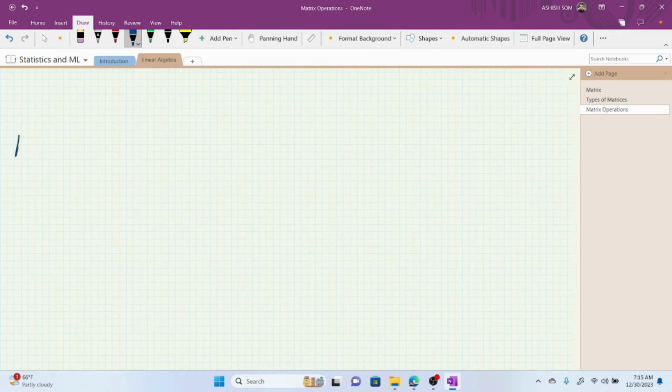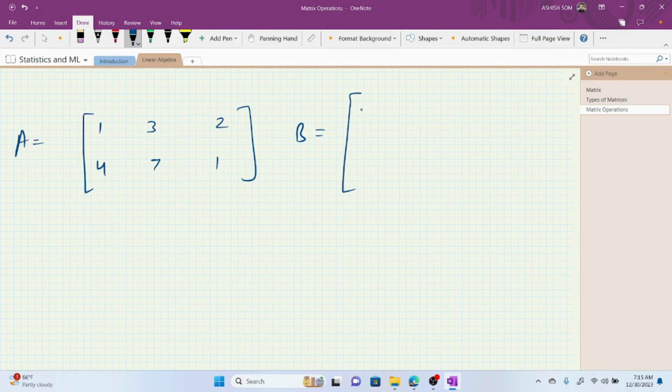Let's say I have a matrix and it is a 3 by 2. Let's say 1, 3, 2 and then maybe 4, 7 and let's say 1 like this. And then we have B, and we have here two rows, for example, 2 2 3, and we can say 1 5 2 like this. Now this is a 2 by 3 matrix, and this is a 3 by 2 matrix.